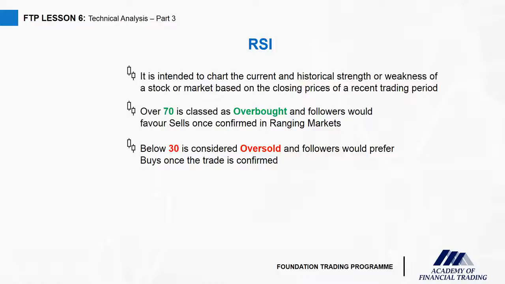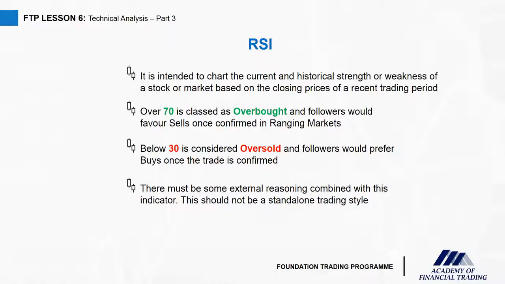Okay, so basically an RSI value of over 70 is considered overbought, and below 30 is considered oversold, and basically people think it's going to reverse. So if it goes up and hits 70, people think it's going to come down, so they start going short. But if it goes down and hits 30, they think it's going to rally, come back up, so people start going long. So there has to be some external reasoning combined with this indicator. You cannot just be relying on this as your trading style and just picking this.